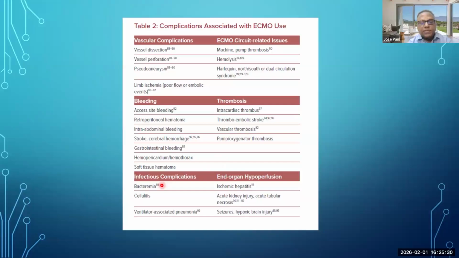Then you can have infectious complications like bacteremia or cellulitis. Of course, you can have ventilator-associated pneumonia, end-organ hypoperfusion like ischemic hepatitis, acute kidney injury, seizures, and hypoxic brain injury.